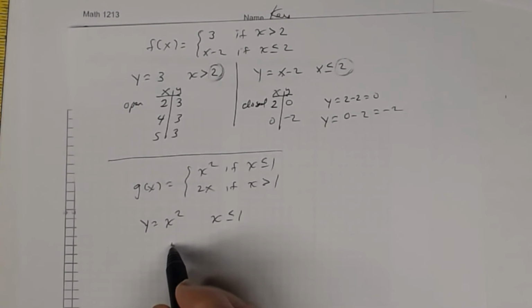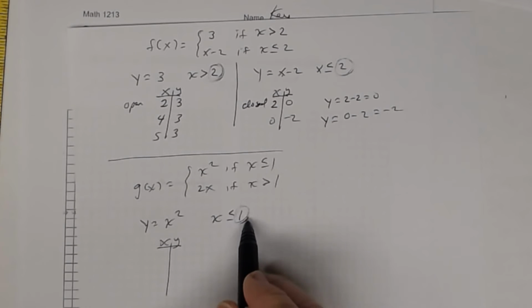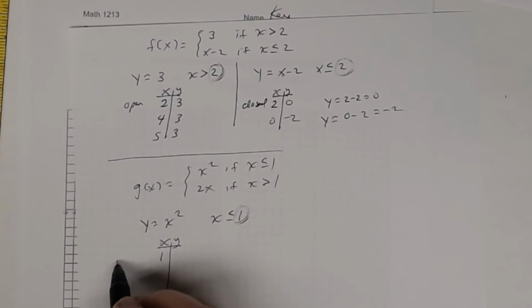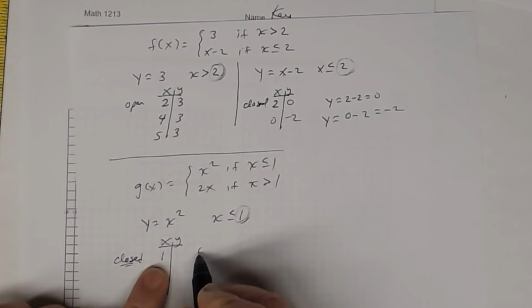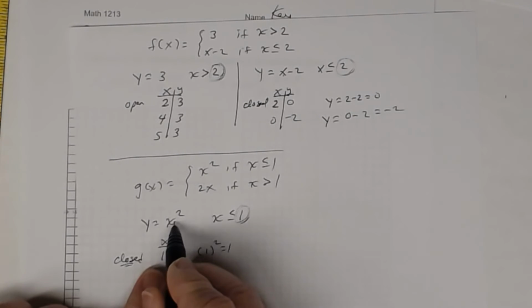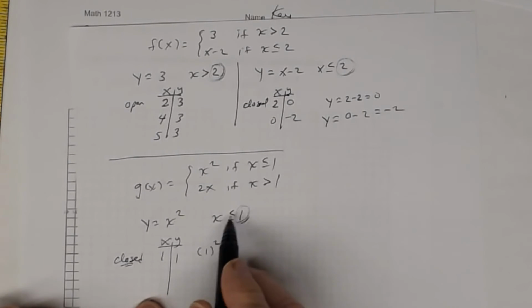All right, so let's go ahead and do this. Just like our discussion earlier, you must always use this number you see, regardless of whether there's an equal sign or not. There's an equal sign here, so that means when I plot that point, I'm going to use a closed circle. When x is 1, I get y equals 1 squared, which is 1. And I need some more numbers for x.